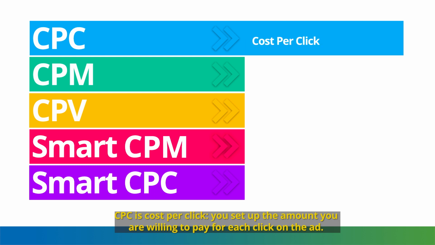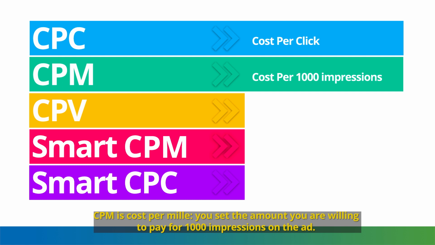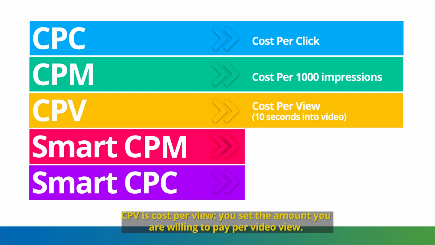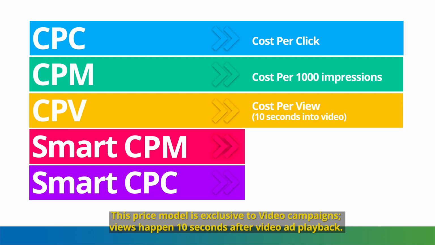CPC is cost per click. You set up the amount you are willing to pay for each click on the ad. CPM is cost per mille. You set the amount you are willing to pay for 1,000 impressions on the ad. CPV is cost per view. You set the amount you are willing to pay per video view. This price model is exclusive to video campaigns. Views happen 10 seconds after video ad playback.